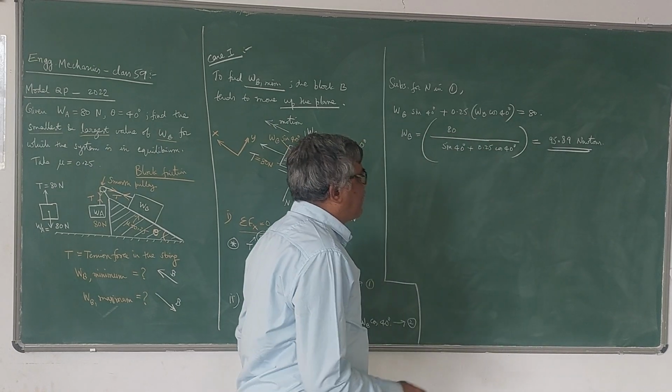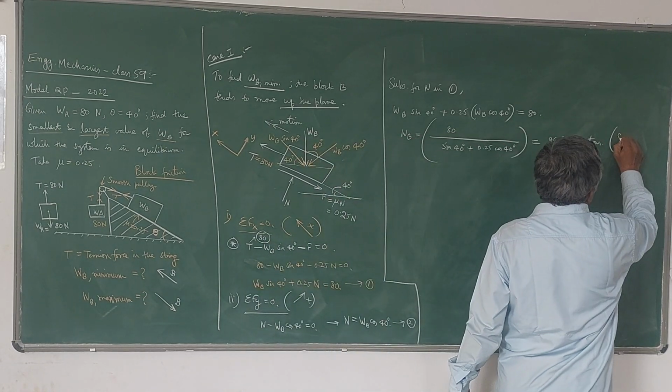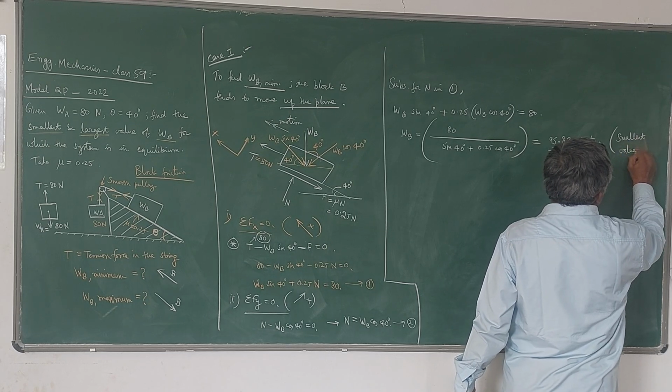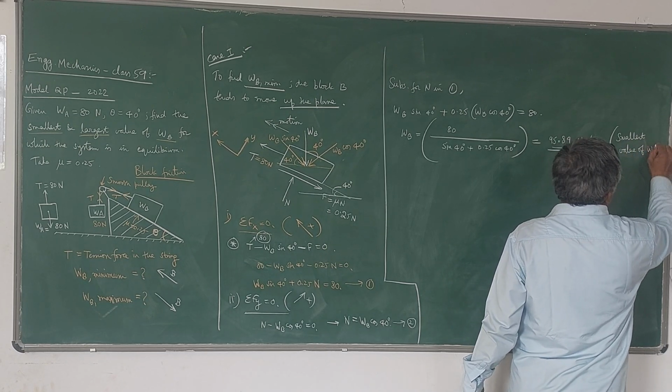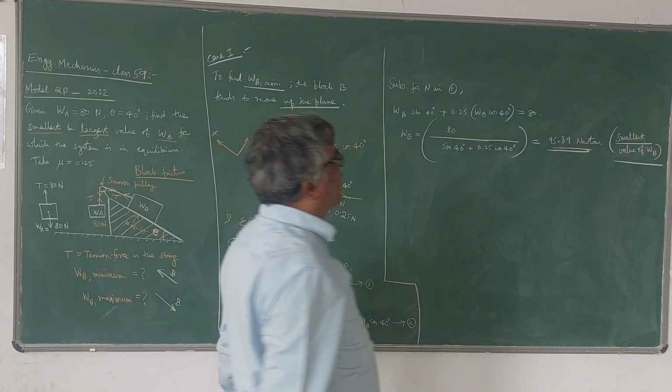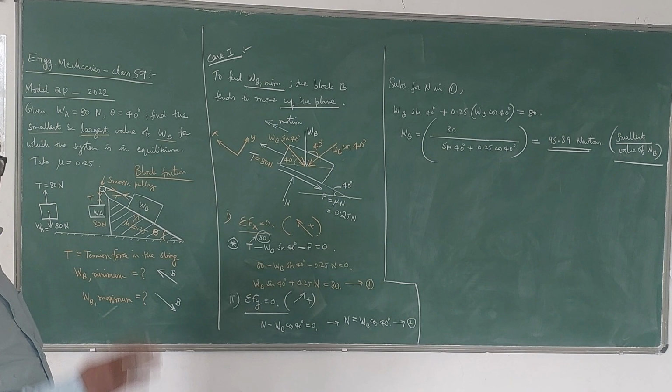That is the minimum weight. Please note that this is the smallest value of W. Okay. So this is how we have to find it.